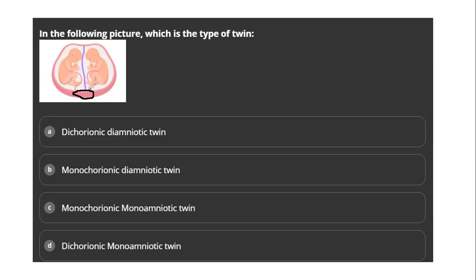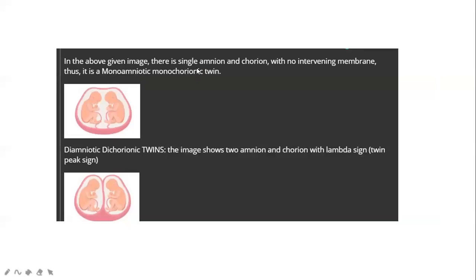This is just one single placenta, and out of this placenta, these two umbilical cords are coming, right? This is one single placenta. So we know this is a fused amniotic fluid, whereas one single placenta. So the answer is C, monochorionic monoamniotic twins. It's very easy, nothing to mug up. Just our basics are clear, our terms are clear, we can easily solve the question. Now see this explanation.